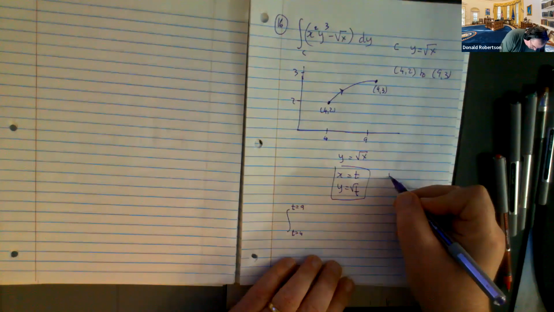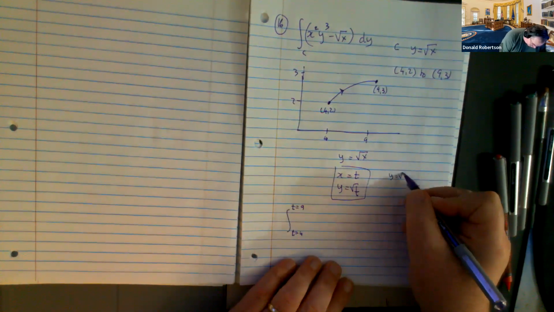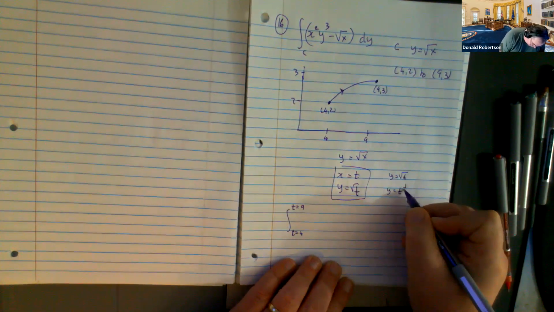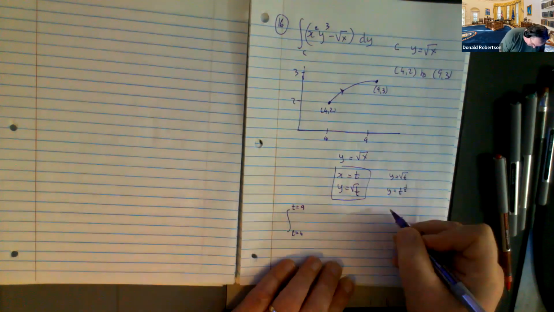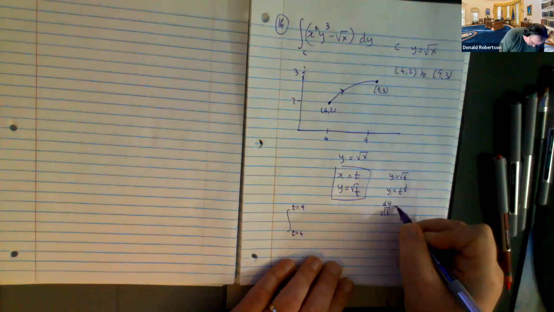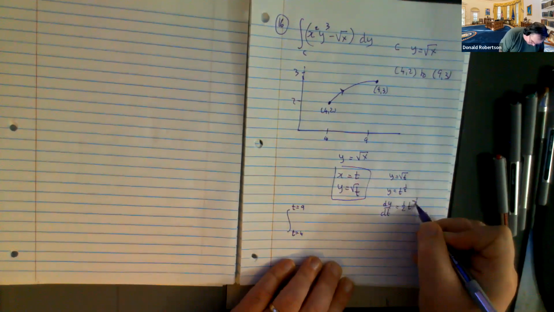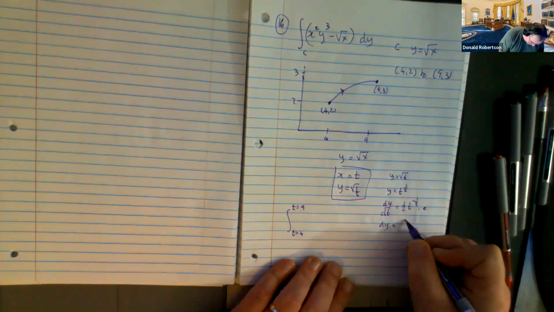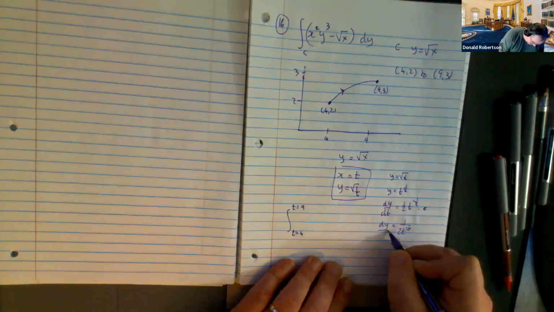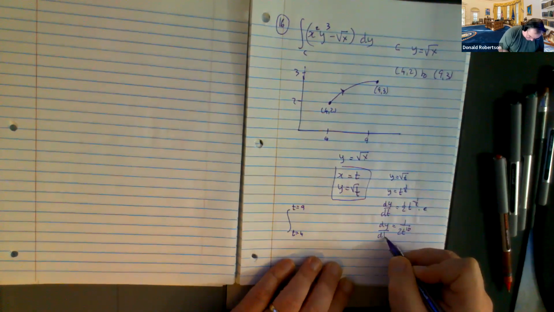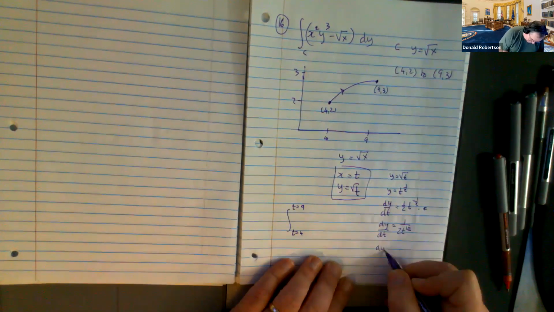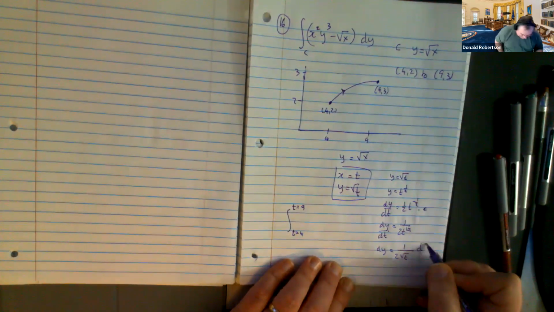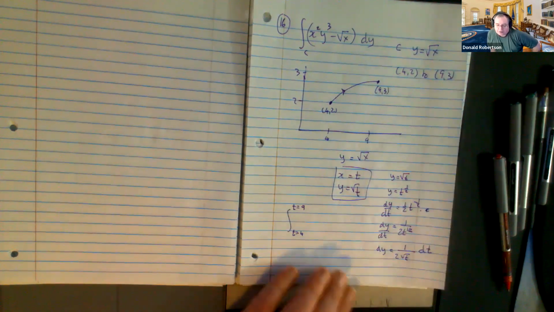Well, since y is the square root of t, it's probably a good idea to call it t to the half. So when you do the derivative with respect to t, you get 1/2 t to the negative half, right? And then when you separate it, you get something like that. And then when you do the crossover, you get that guy. Does it look good so far?